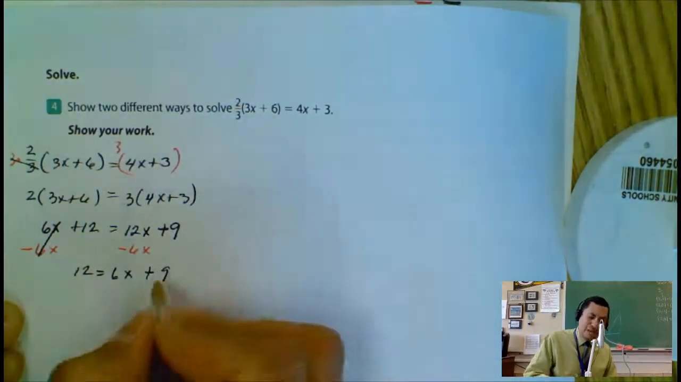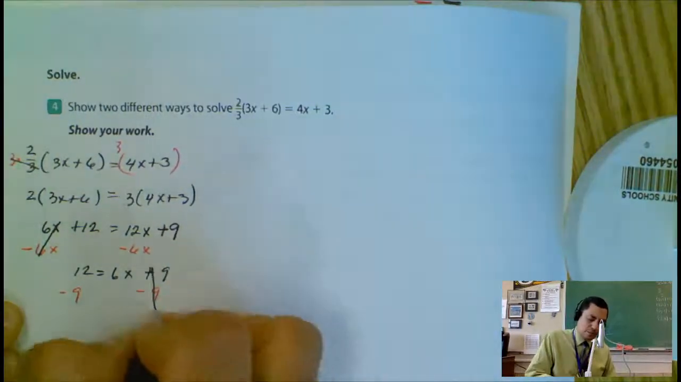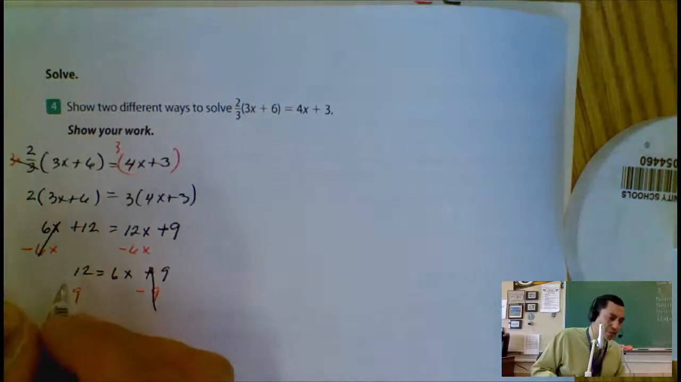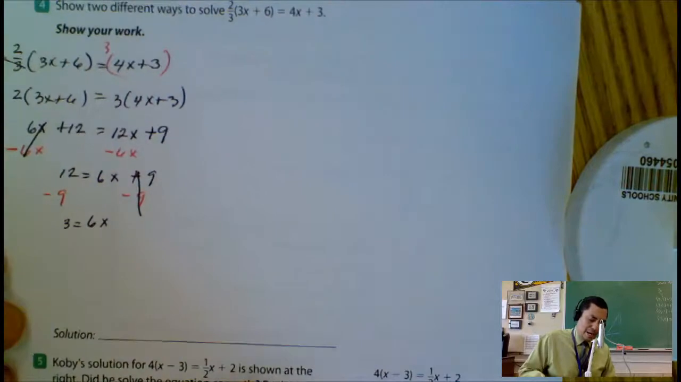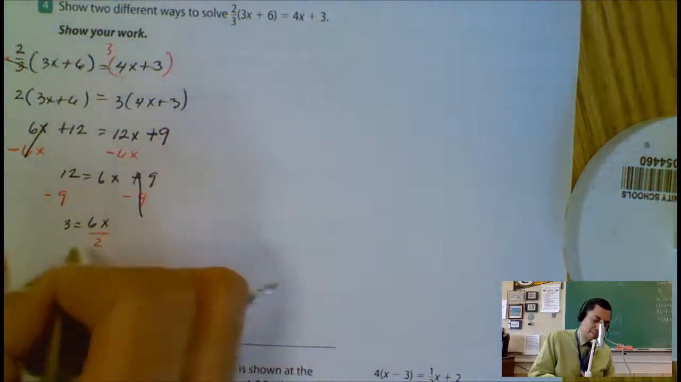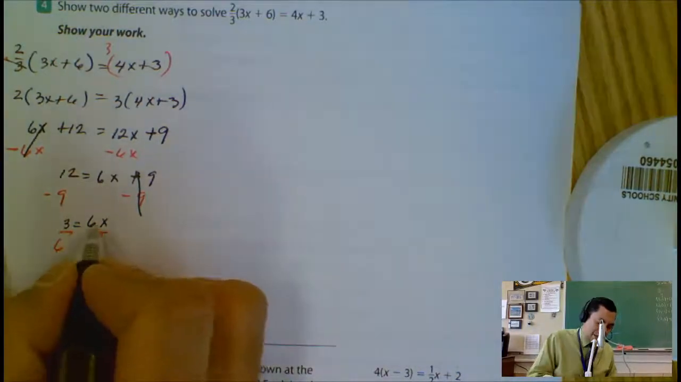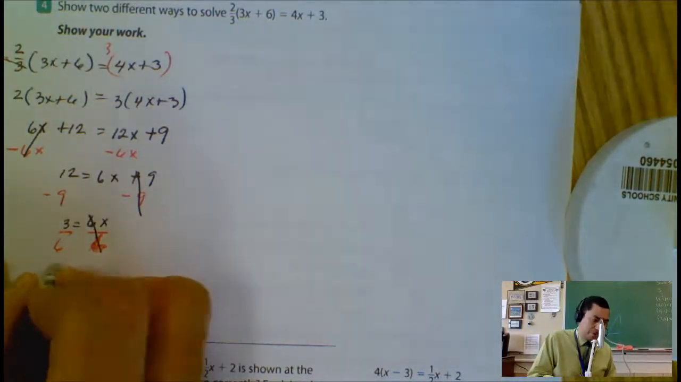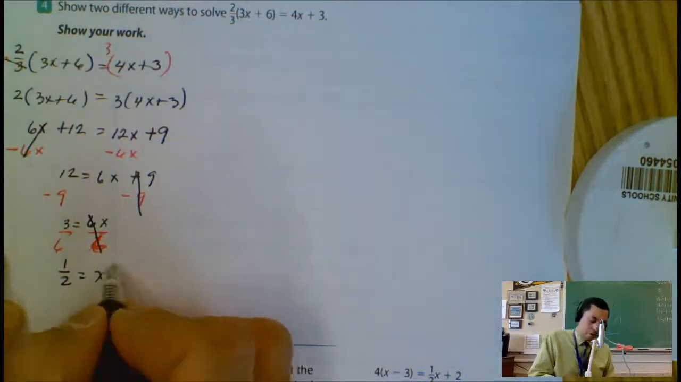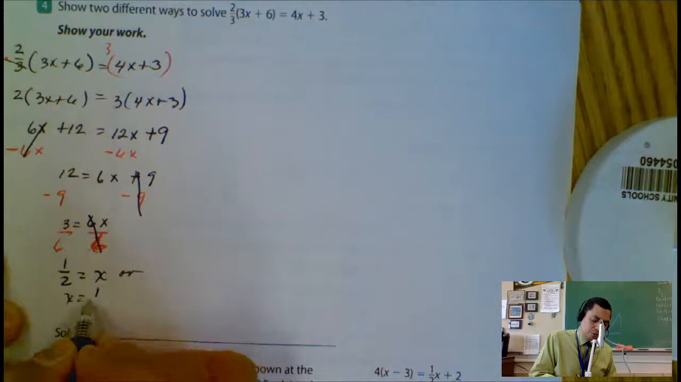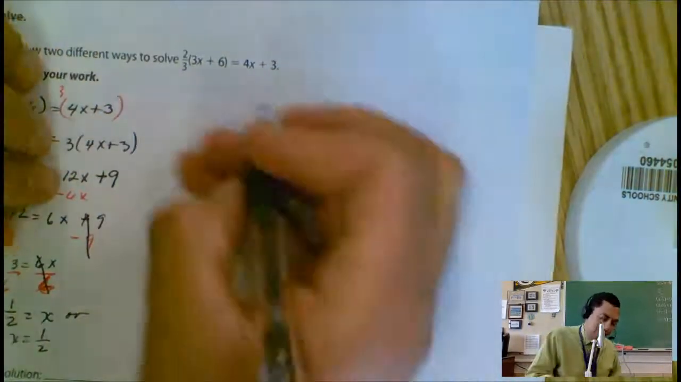Now the next step is to get rid of 9, minus 9. So this goes away. So 12 minus 9 is equal to 3, equals 6x. And final step, we divide by 6. So we end with 3/6, 1/2 equals x, or x equals 1/2. That's one way. Where's the second way?